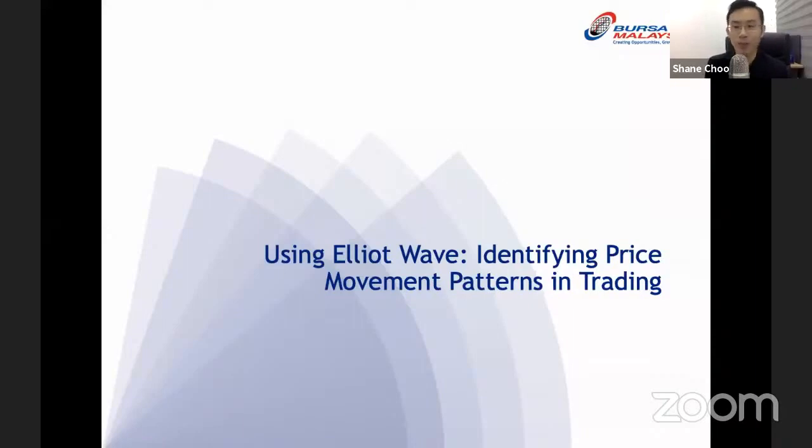Today, our topic for this Bursa webinar is titled Using Elliott Wave, Identifying Price Movement Patterns in Trading. I hope you are all geared up for this Elliott Wave session. In this session, we are going to talk about what impulsive waves are, what corrective waves are, the 1, 2, 3, 4, 5 and ABC, and how you combine Elliott Wave and Fibonacci indicators to find trading signals. For those of you who are new to Elliott Wave, you are in for a session where you're going to learn a lot more about it.